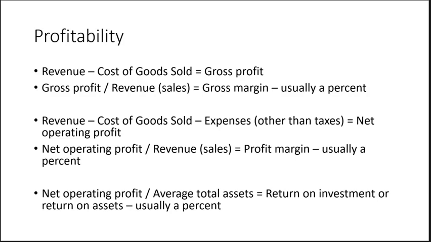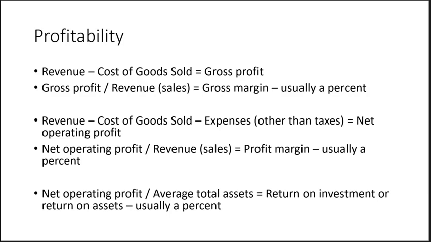Now, of course, there are other expenses. So the second measure is we take revenue minus cost of goods sold minus other expenses, but not usually taxes. That gives us our net operating profit. We take that number and divide it by sales or revenue again. So you notice a kind of a theme between these two here. That's profit margin. We don't call it gross margin because that's already been used. Profit margin, or net profit margin as you'll see sometimes, is usually also a percentage.